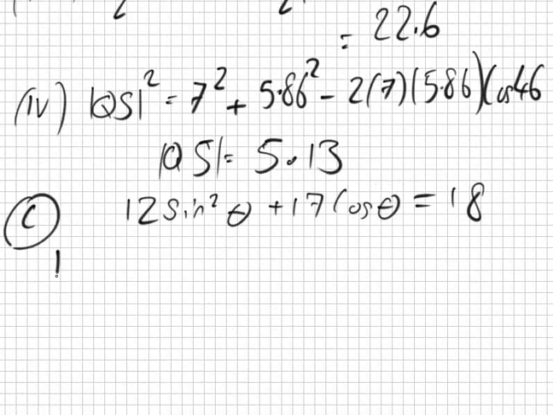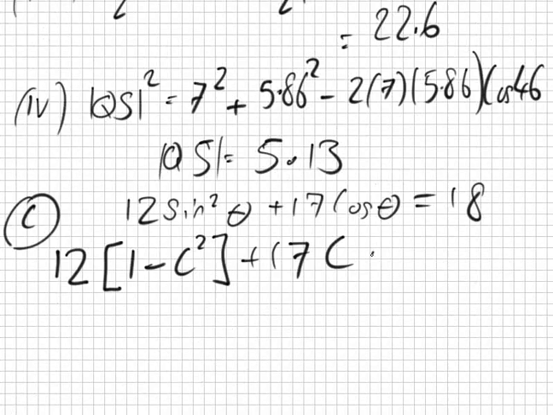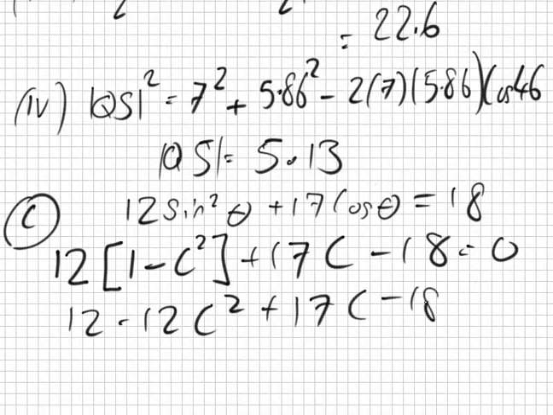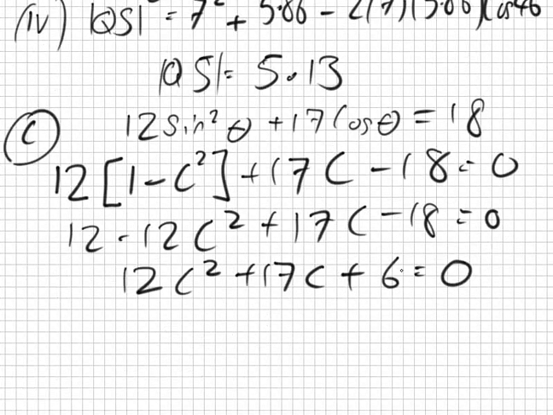1 minus cos squared. So we have 12 times 1 minus cos squared plus 17 cos minus 18 equals 0. 12 minus 12 cos squared plus 17 cos minus 18 equals 0. Take everything to the right hand side. 12 cos squared plus 17 cos plus 6 equals 0. Minus 17. Thank you, Andy, minus 17.